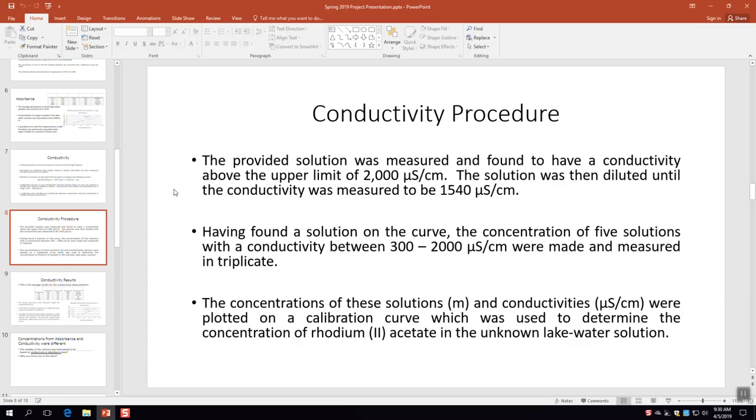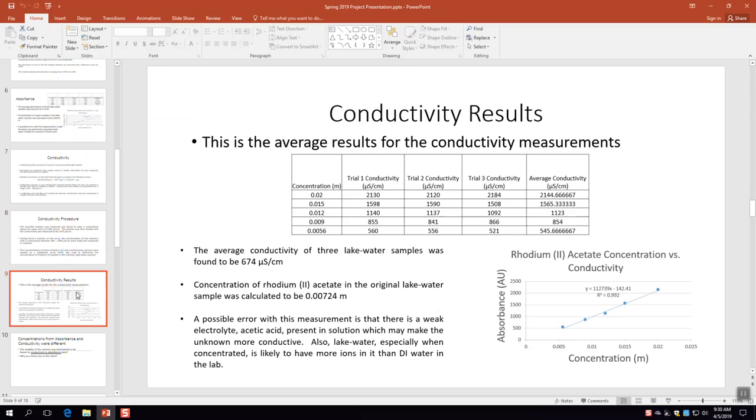We made those solutions in triplicate, starting from the provided stock solution each time, and measured their conductivities. The concentrations and conductivities of those solutions were then plotted on a calibration curve, and we used that to determine the concentration of the rhodium 2 acetate in the unknown lake water solution. Just like in the absorbance section of the experiment, we used the average values to plot our graph.